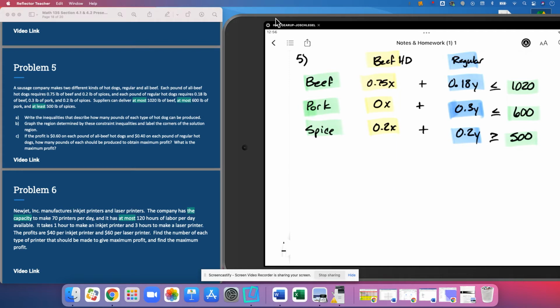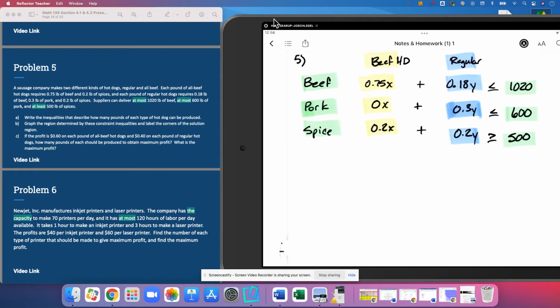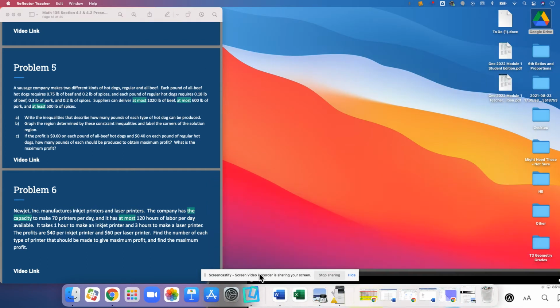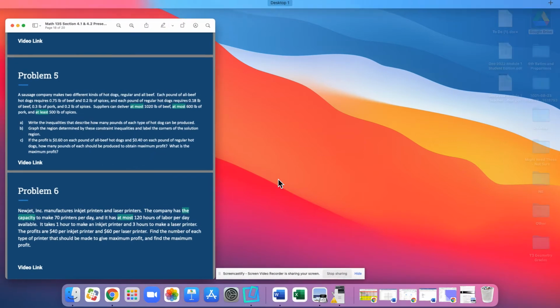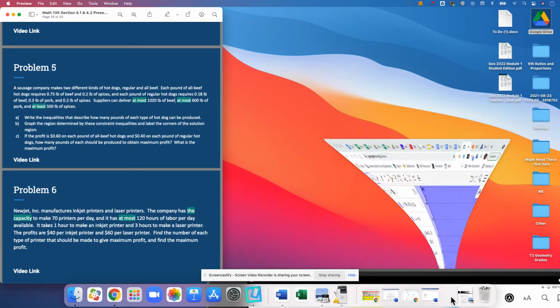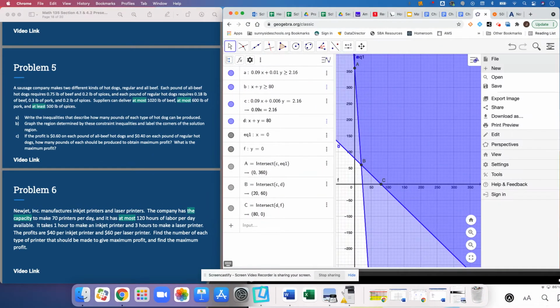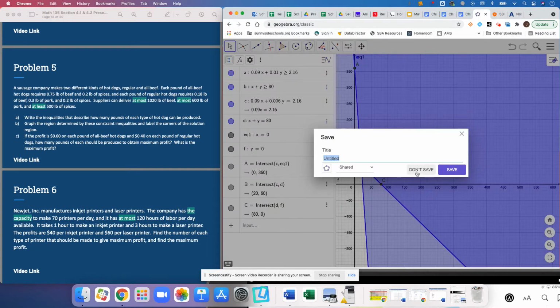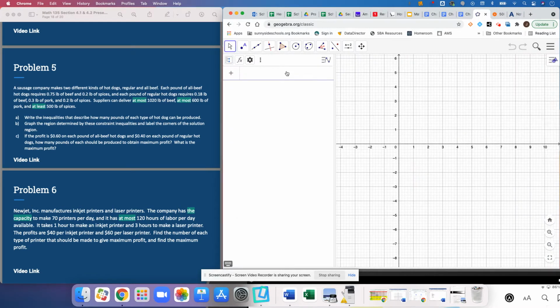So I'm going to pull this off the screen, everyone. If you do need to write this down, go ahead and pause the video now before I move the iPad off screen. Again, I'm going to say new, don't save. I'll throw my equations in here, or inequalities rather, in here.